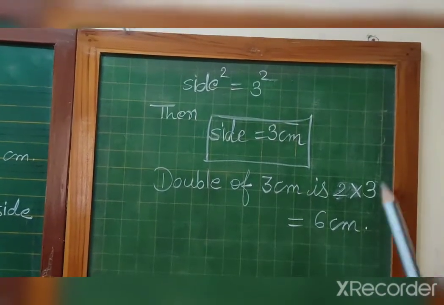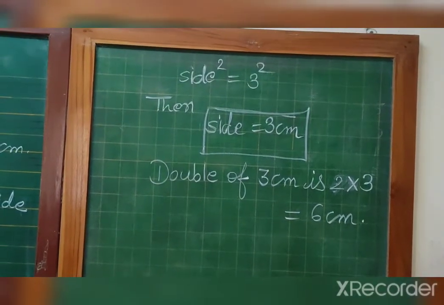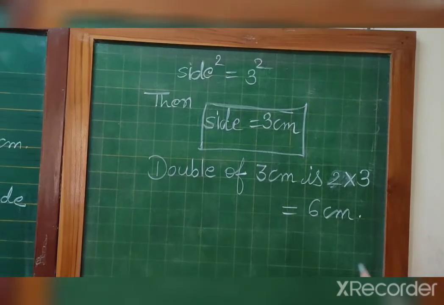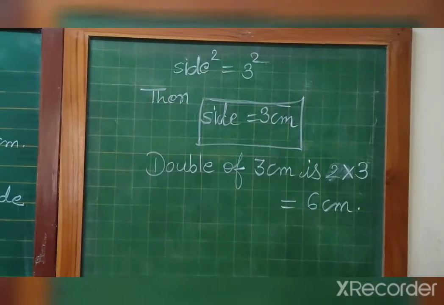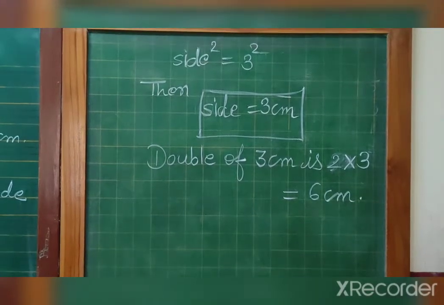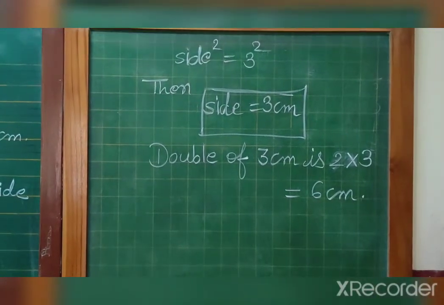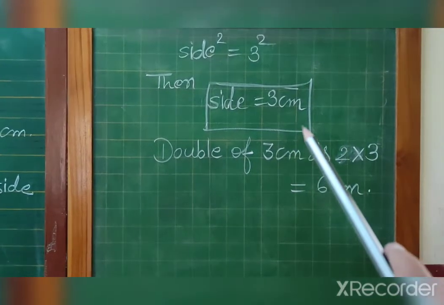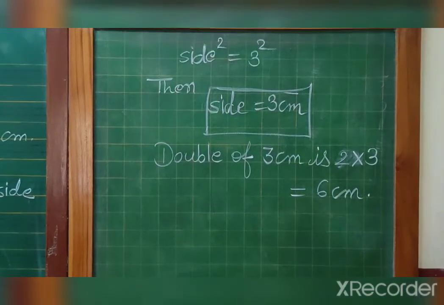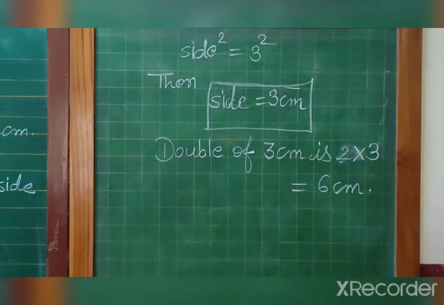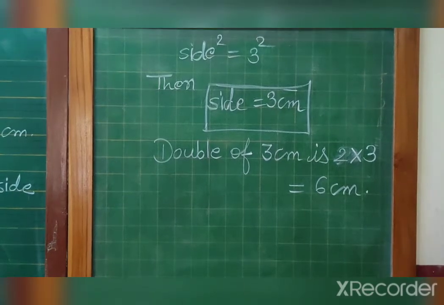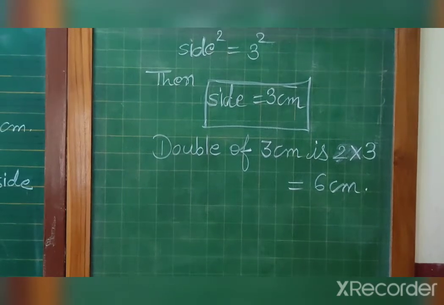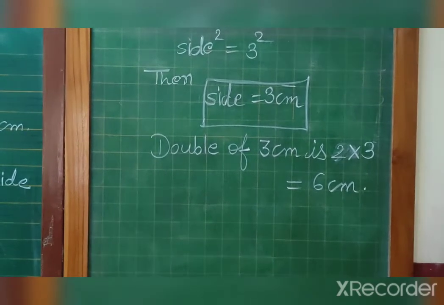Now with a 3 centimeter length you will draw a square. In the Interleaf notebook you are doing this chapter, so on the blank page draw it. Then on the lined page you will write: double of 3 centimeter is 6 centimeter. The square with length 3 centimeter you will name A, and the one with 6 centimeter you will name B. And then whatever questions are asked in the textbook you will reply.